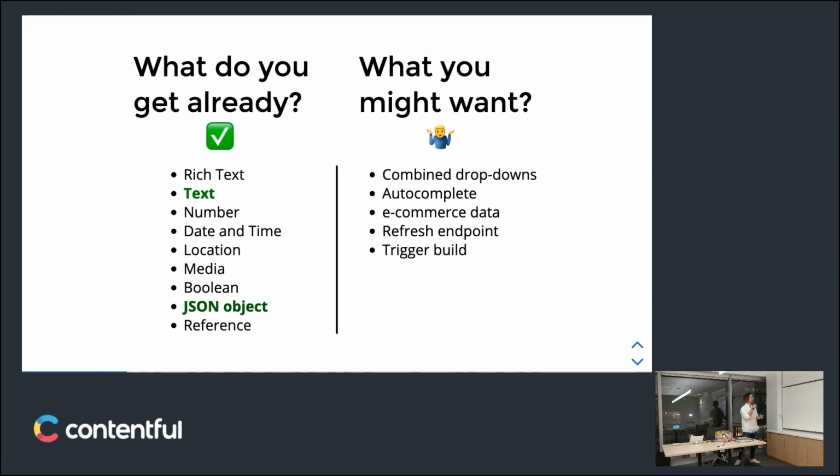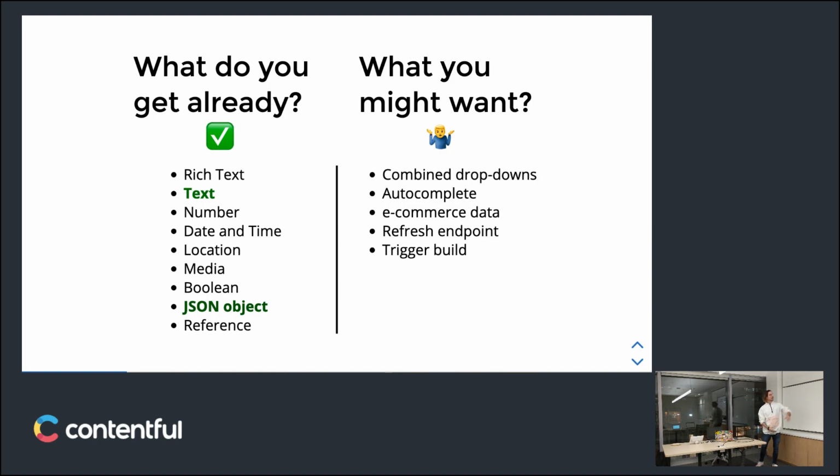So basically, what do you get already with Contentful versus what you might want? Contentful already provides, I would say, the majority of the content types that you normally need, like rich text, number, date, location, media, boolean, JSON object, and the reference, which is that connection that we were seeing in the previous demo. I have the text and the JSON highlighted there because those are the ones that we're basically going to be customizing on top of in the demos that are going to be presented.